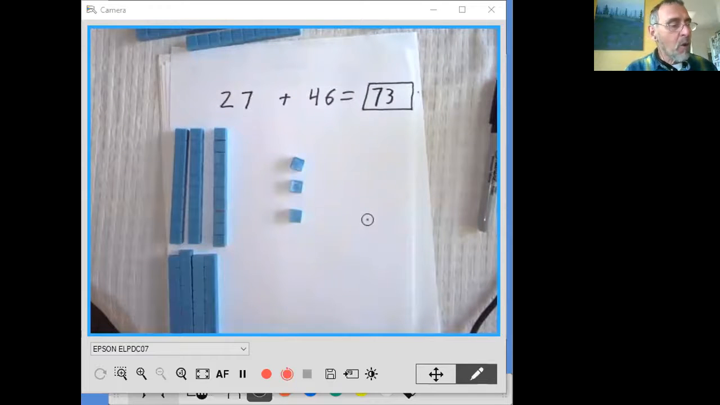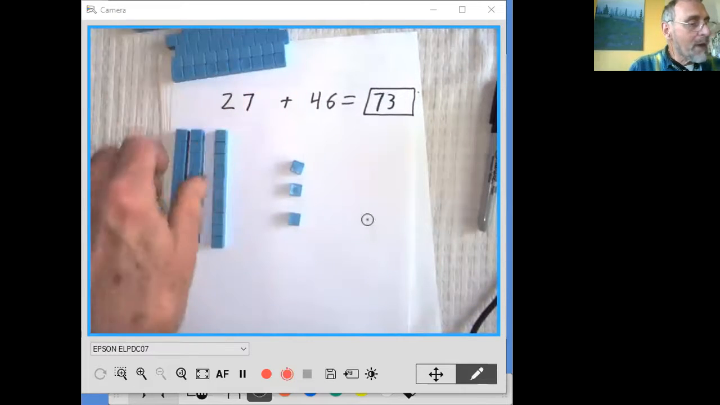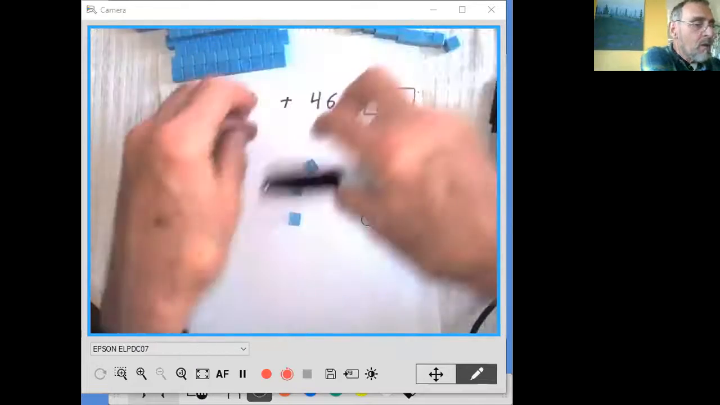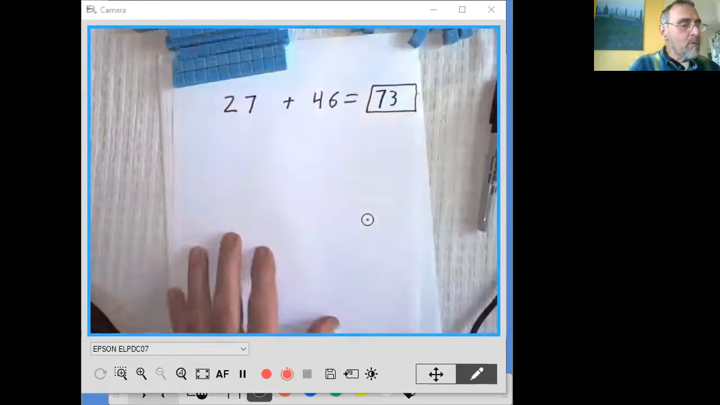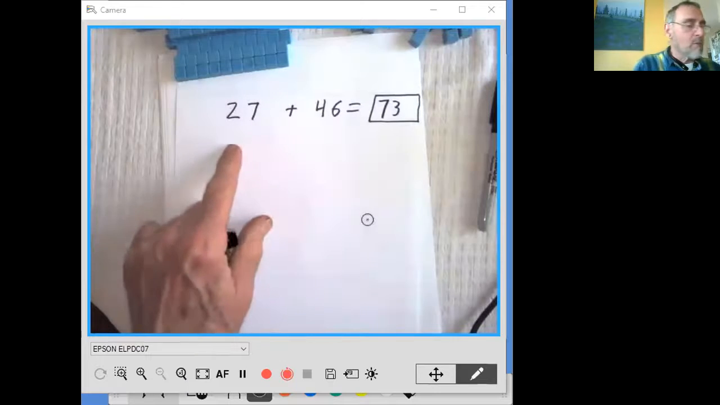Now, I can do this problem in a different way and do the same thing I did here without using 10 sticks and 1s. I can make a drawing that essentially does the same thing. So I'm going to redesign my problem just a little bit, and I'm going to stack my numbers.